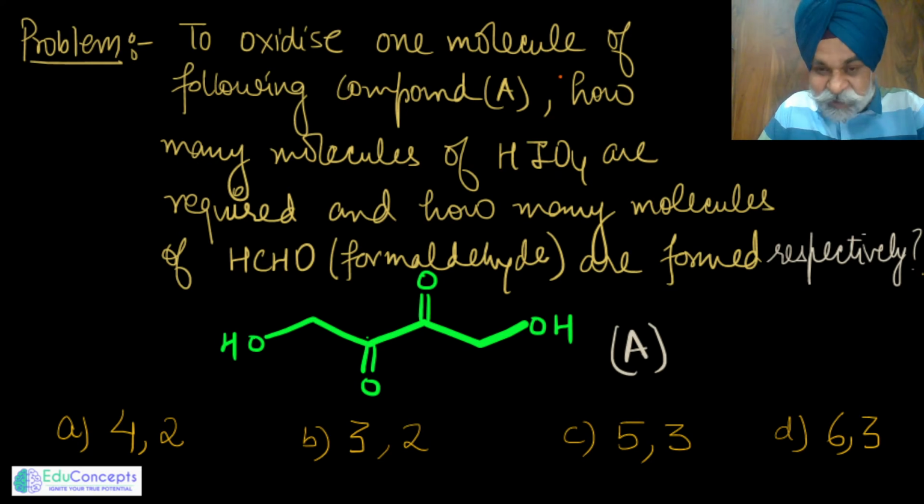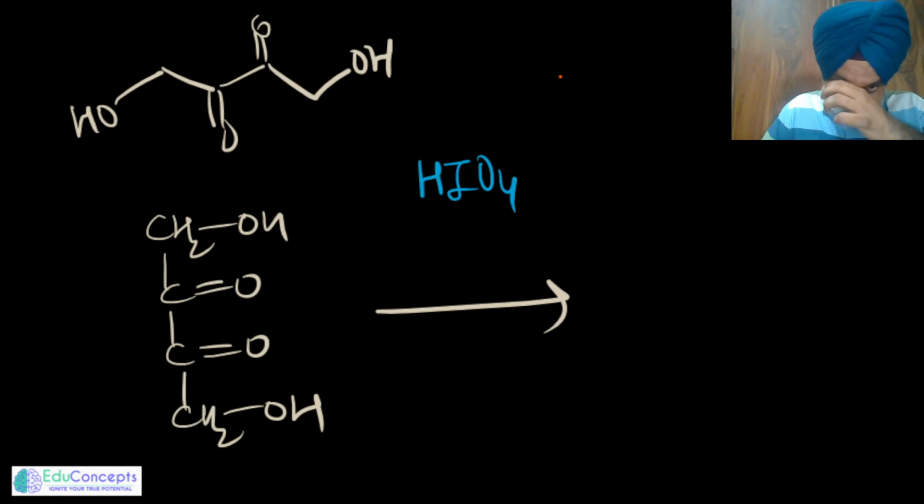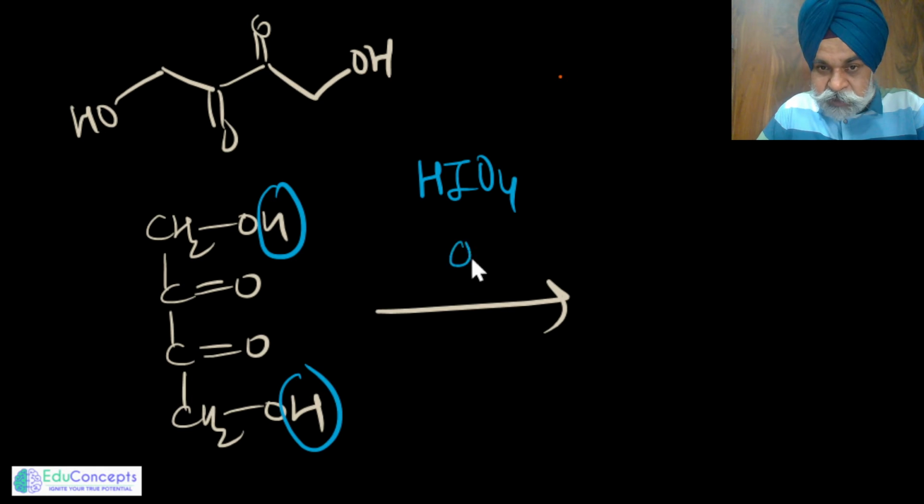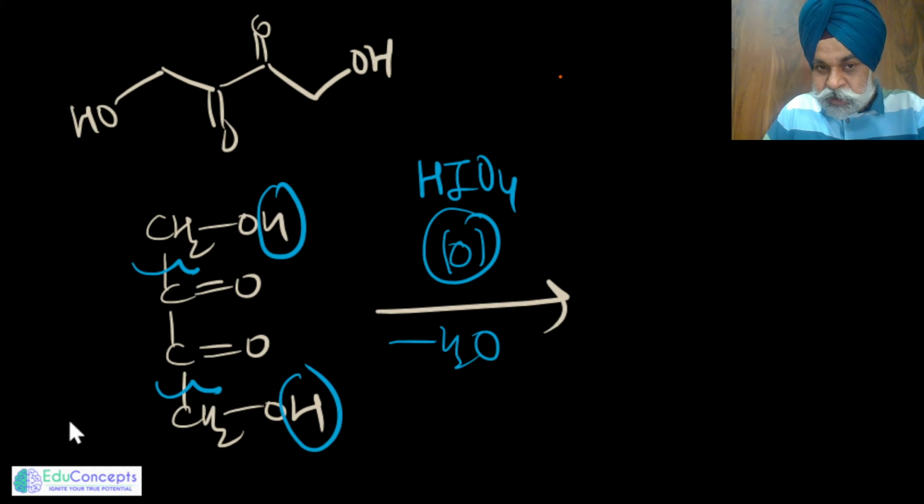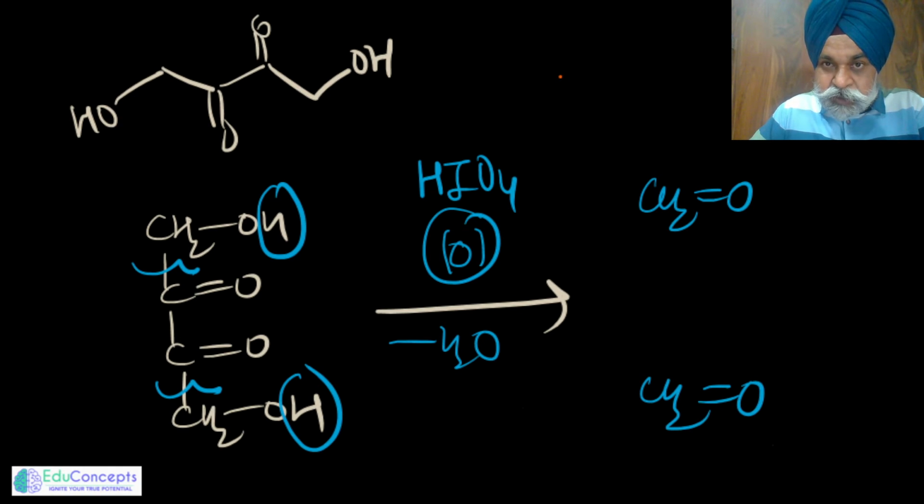The video actually has gone in length. Anyhow, in this question, the examiner is asking, to oxidize one molecule of compound A, this is compound A, the number of molecules of HIO4 needed, and how many molecules of formaldehyde are generated. This is the starting material which is being given to you. Now I could see this H and one oxygen would go out as water, and this bond gets broken, this also got broken, so you would get formaldehyde, and now you also have to break this bond.